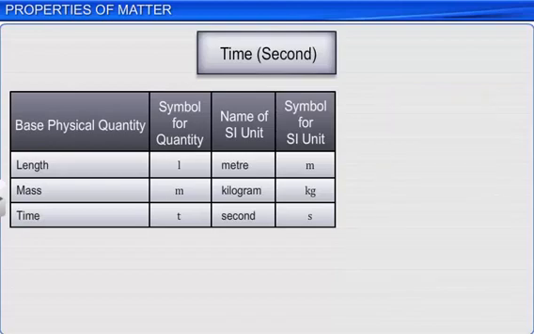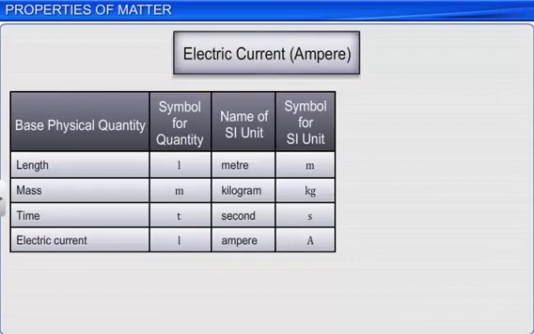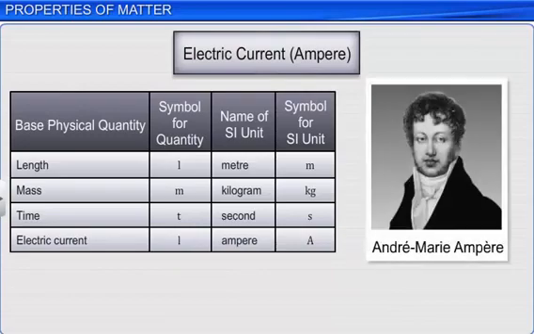The SI base unit of electric current is ampere. It is named after André-Marie Ampère, a physicist who discovered electromagnetism. It is defined as the constant current which will produce an attractive force of 2 × 10⁻⁷ Newton per meter of length between two straight, parallel conductors of infinite length and negligible circular cross-section placed 1 meter apart in a vacuum.